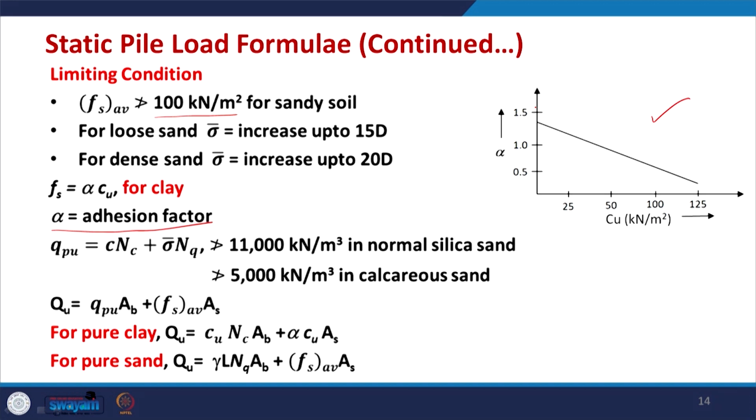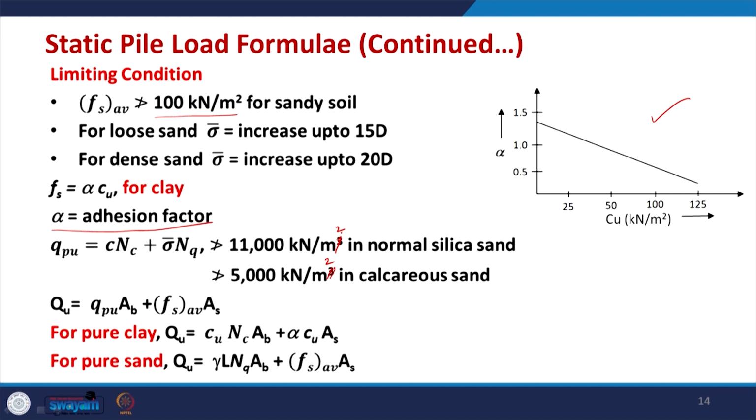Now the issue is QPU. QPU can be found from this relation, C NC plus sigma bar NQ, and if this relation gives a value of more than 11,000 kilonewton per meter square (this should be per meter square, kilonewton per meter square, not cube), then 11,000 kPa should be used only, for normal silica sand. Similarly, if it is more than 5,000 kPa for calcareous sand, then we will limit our values to 5,000 only.